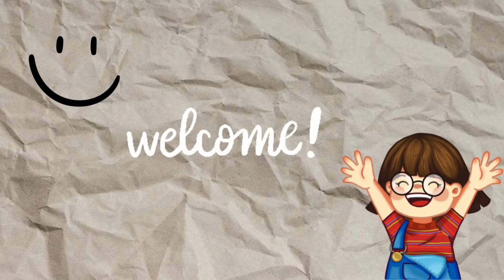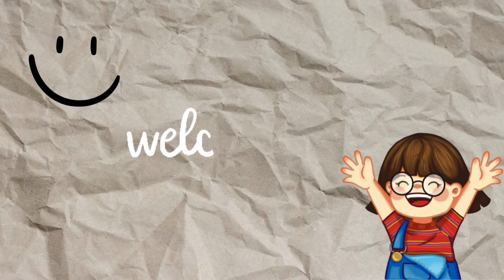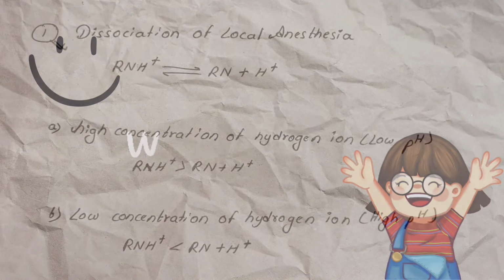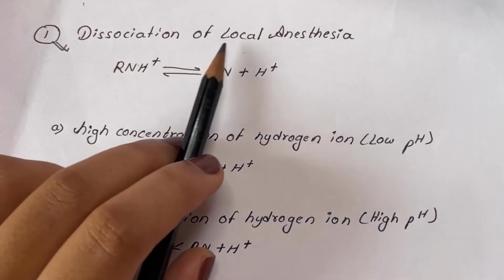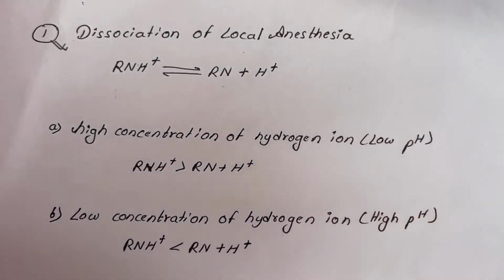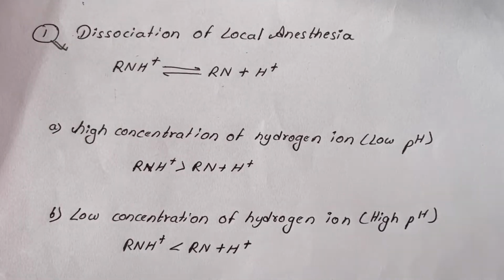Today we are going to learn about the mechanism of action of local anesthesia in normal as well as in infected or inflamed conditions. Before we jump into the topic, let's first discuss the dissociation of local anesthesia, because this is the basic thing that will make it easy to learn the mechanism of action of local anesthesia.